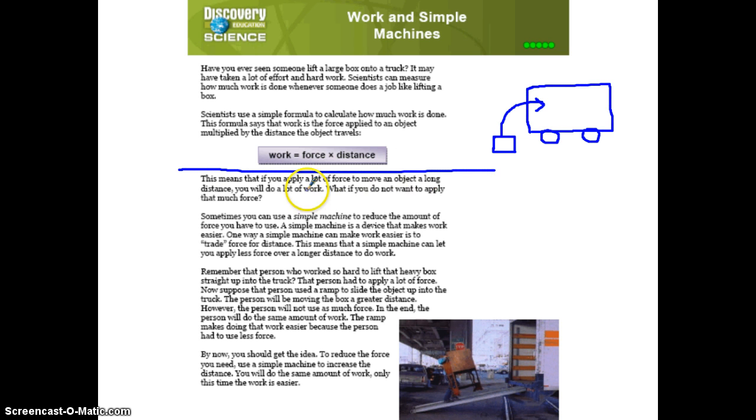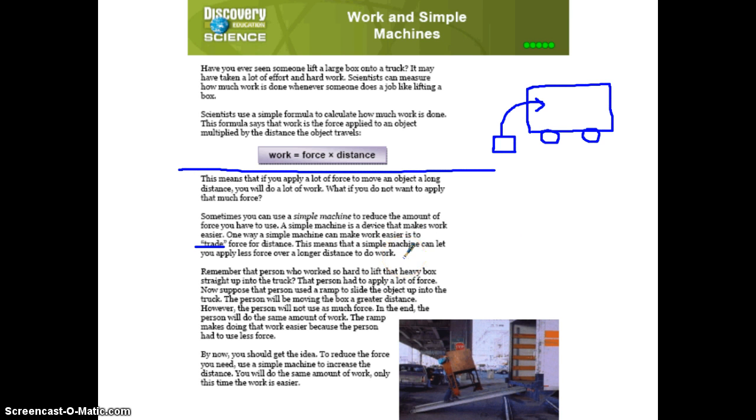This means that if you apply a lot of force to move an object a long distance, you'll do a lot of work. What if you don't want to apply that much force? Sometimes you can use a simple machine to reduce the amount of force that you have to use. A simple machine is a device that makes work easier. One way that a simple machine can make work easier is to trade the force for the distance. So if I have to use less force but over a greater distance, it makes my work easier. That's what that trade word means. This means that a simple machine can let you apply less force but over a longer distance to do the work.